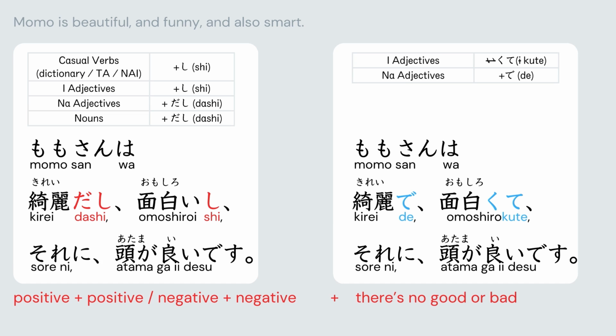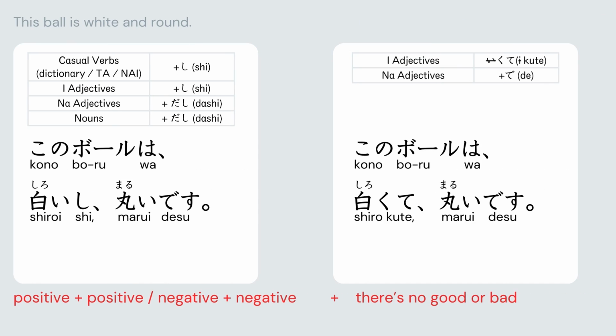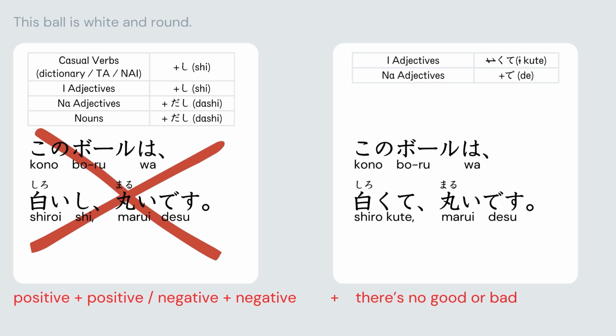Let's look at another example. This ball is white and round. このボールは白いし丸いです。Or このボールは白くて丸いです。Because 白い and 丸い are not exactly good or bad, the phrase on the left is not so natural.